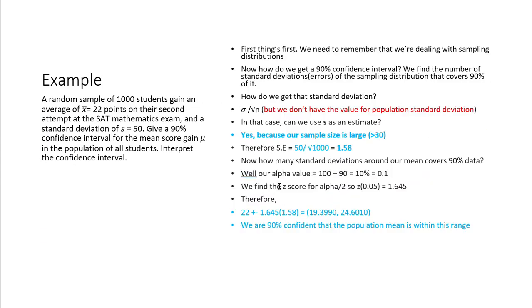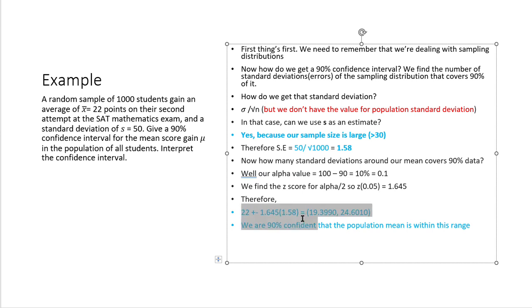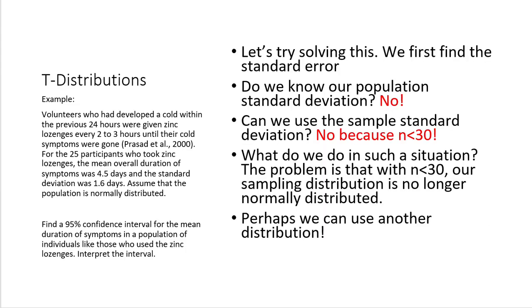Right? And that's how we get 1.645. We got our alpha value, half that, 0.05. So therefore, we can multiply the standard deviations by our standard error, and we get the range, and we are 90% confident that the population mean is within that range. Perfect.